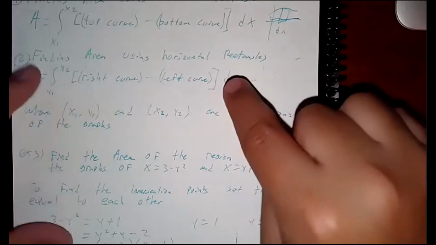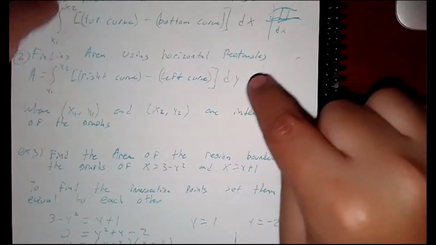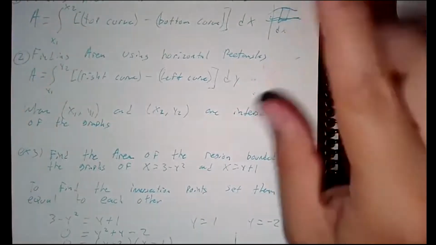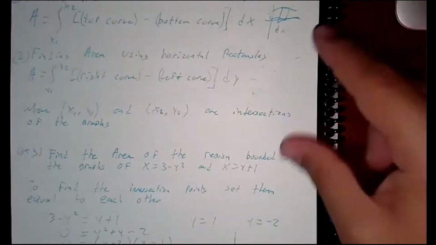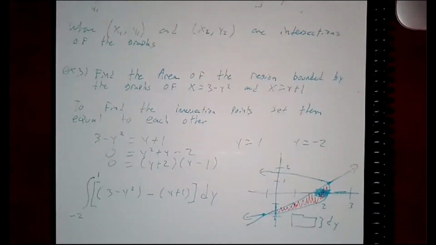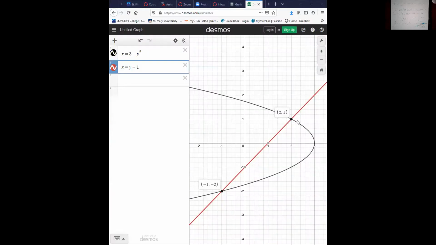Okay, and these bounds are chosen by the intersection, y1 to y2 or x1 to x2. Those are chosen by the intersections, where the graphs intersect. Okay, and they intersected over here. Let's look at the picture, the pretty picture. They intersected here and there. So that's my y1 and y2. Okay.